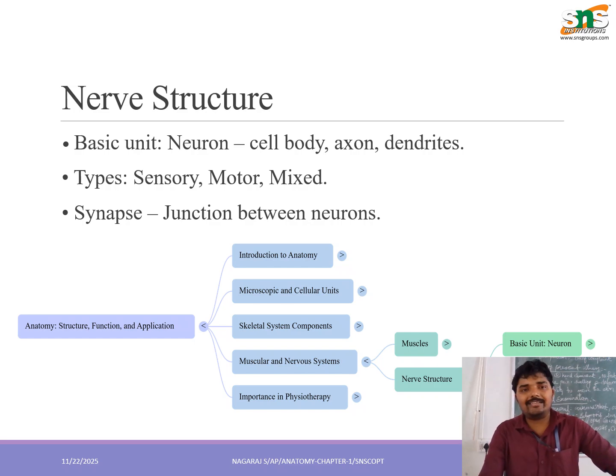Okay, students, this class has covered the bone structure, joint structure, and muscle structure. These are the core elements of the structure. Next class we will go to the nervous structure.